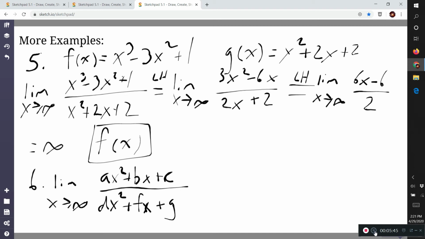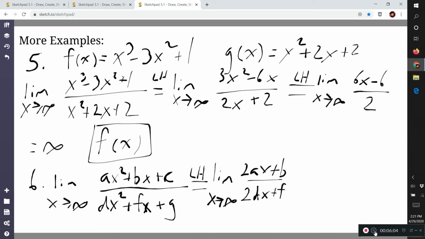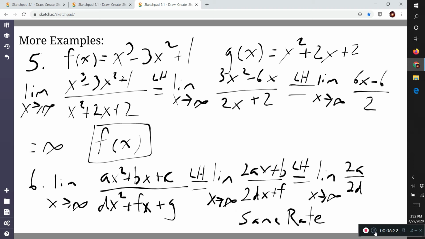Now, if we apply L'Hopital's rule to that, we will get the limit as x goes to infinity of 2ax plus b over 2dx plus f. And that would require L'Hopital's rule a second time. And we're going to get 2a over 2d. Now 2a over 2d is going to be some constant. It simplifies to a over d. But it's going to be a constant, meaning that those two quadratics, no matter what numbers we put in what places, have to grow at the same rate.